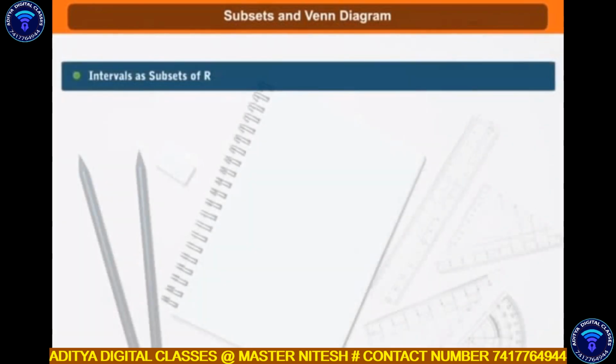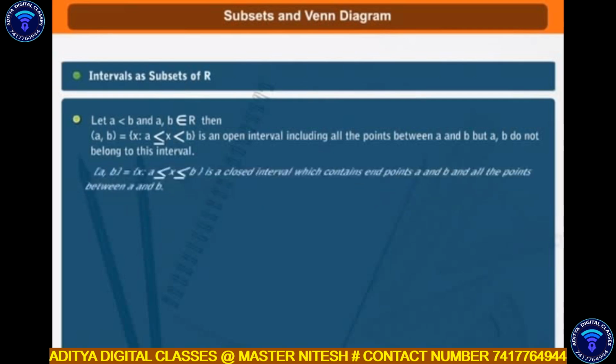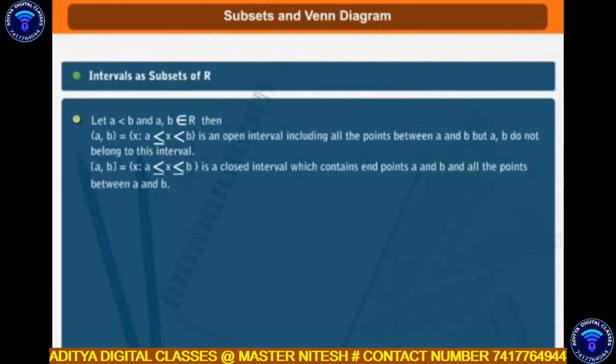Intervals as subsets of R. Let A be less than B, and A and B belong to the real numbers. Then the first expression is an open interval including all the points between A and B, but A and B do not belong to this interval. This second expression is a closed interval, which contains the endpoints A and B and all the points between A and B.